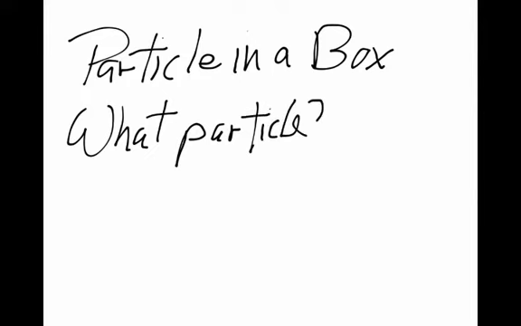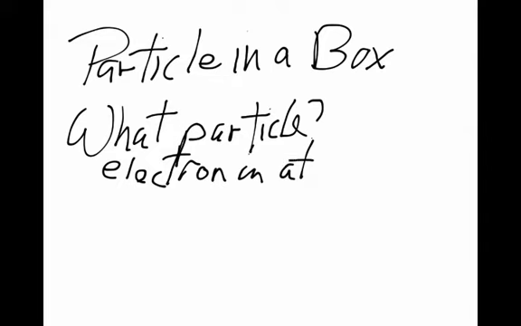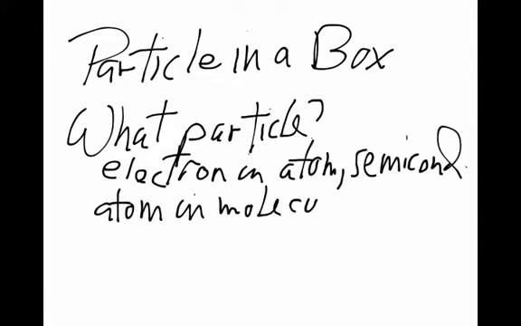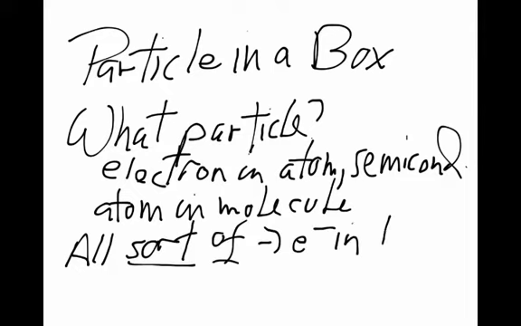So that naturally begs the question, what's the particle? Well, a good model for this particle is an electron, one of our three heroes here. And it could be an electron in an atom, a semiconductor, maybe an atom in a molecule. The electron in conjugated molecules is an excellent example of a particle in a box that we'll use as a homework problem later.